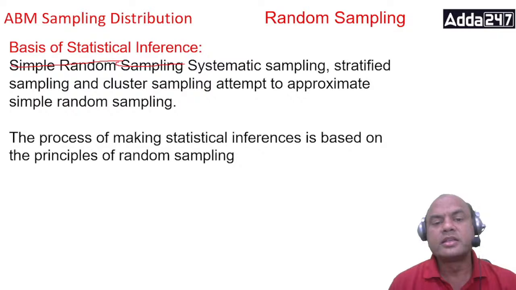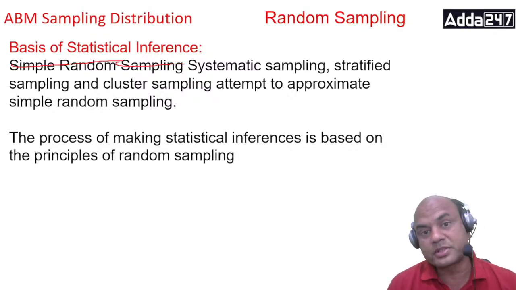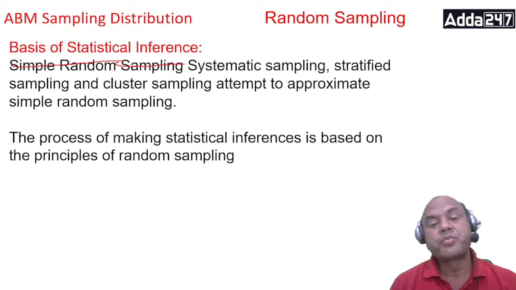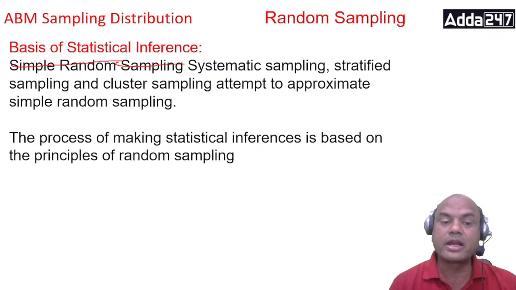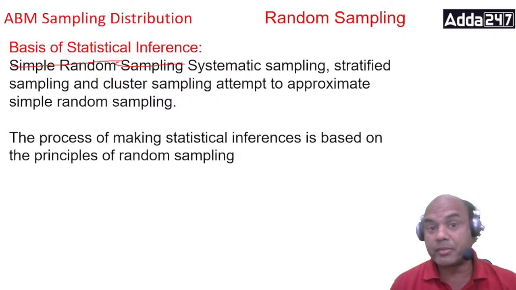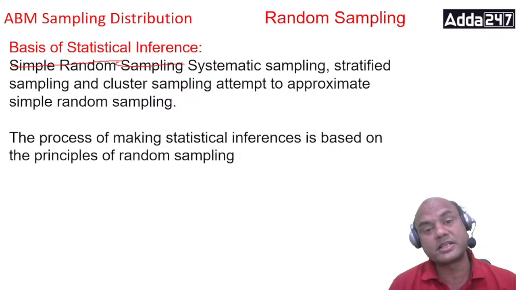Okay, yeah. So systematic sampling, stratified sampling and cluster sampling attempt to approximate simple random sampling. This is an exam question. In the exam they will ask: systematic sampling, stratified sampling and cluster sampling will attempt to approximate dash, and the answer will be simple random sampling.